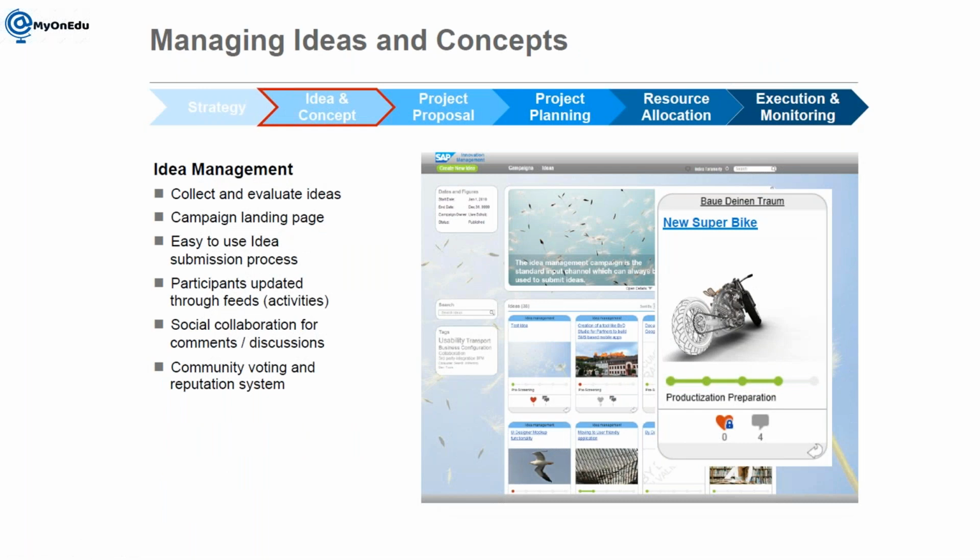Next is idea and concept. Once you have defined your portfolio strategies, then it will go for idea and concept. Here there is a separate module which helps us create ideas. So here you collect and evaluate ideas, with campaign landing pages and an easy to use idea submission process. Participants are updated through feeds, so they can write comments, or from different places we can plug in information to collect here. Then social collaboration for comments and discussion, and finally it will be voted. Once it is voted, then it will go for approval. Once it is approved, then it will go to the next level.